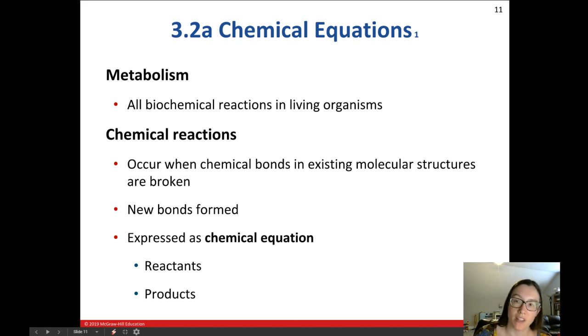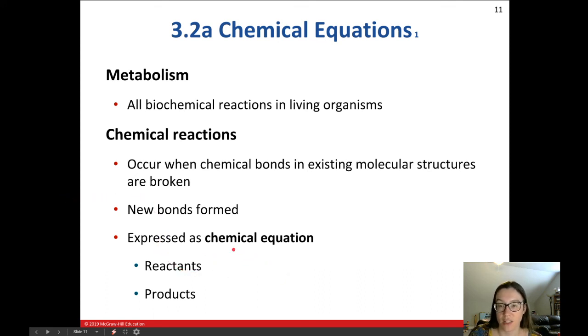Metabolism is the term we learned about in the first chapter. We said this is one of the things that all organisms have. Metabolism is the term for all the biochemical reactions in living organisms, so it's the sum total of all the reactions. These chemical reactions occur when chemical bonds in existing molecular structures are broken and then new bonds are formed. So usually we have the old bonds, and we have to break those old bonds to form the new bonds.